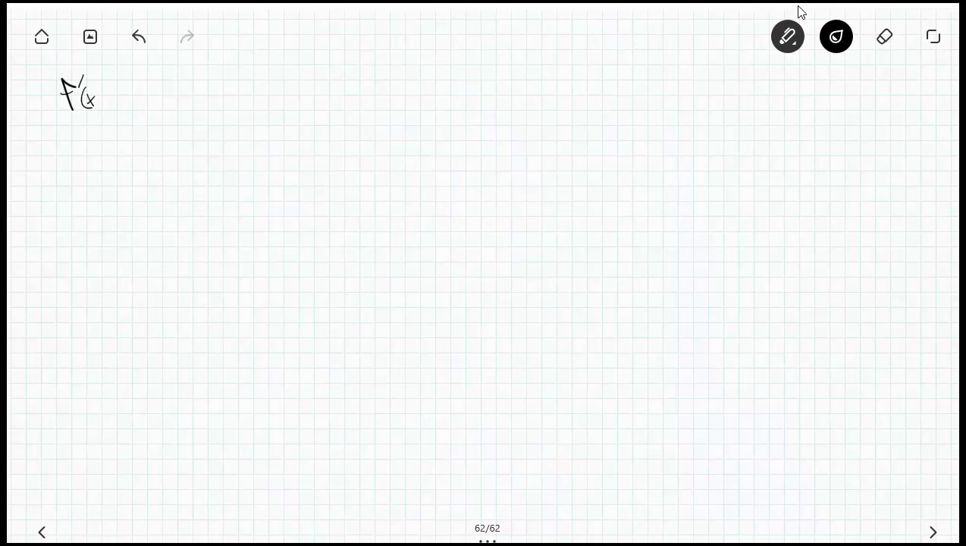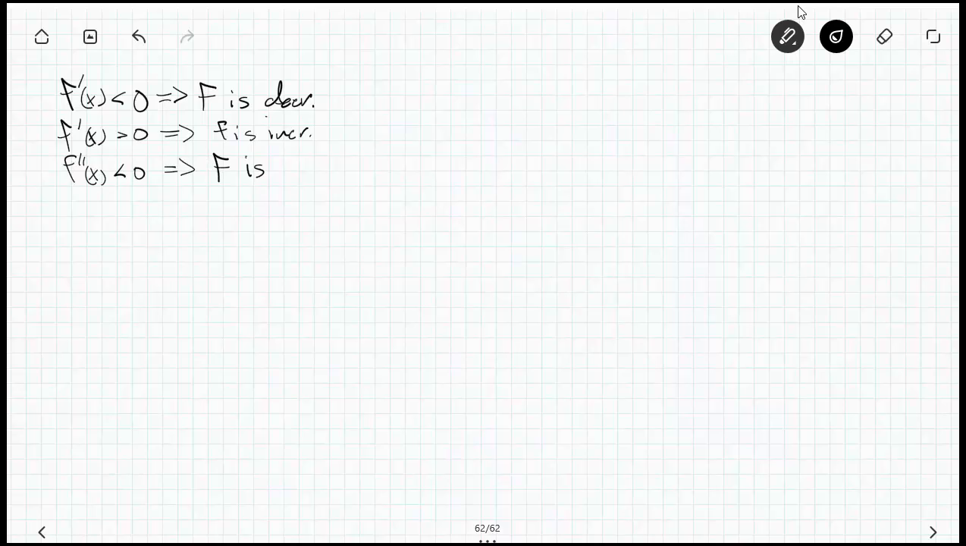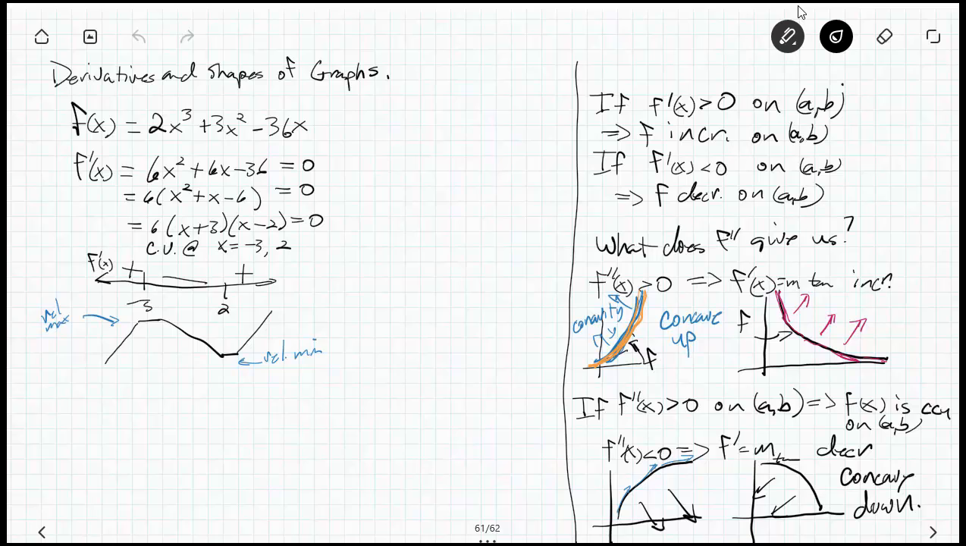f prime of x less than 0 implies f is decreasing. f prime of x greater than 0 implies f is increasing. f double prime of x less than 0 implies f is concave down, which you'll hear as CCD. And f double prime of x greater than 0 implies that f is concave up, CCU. Nothing to it.